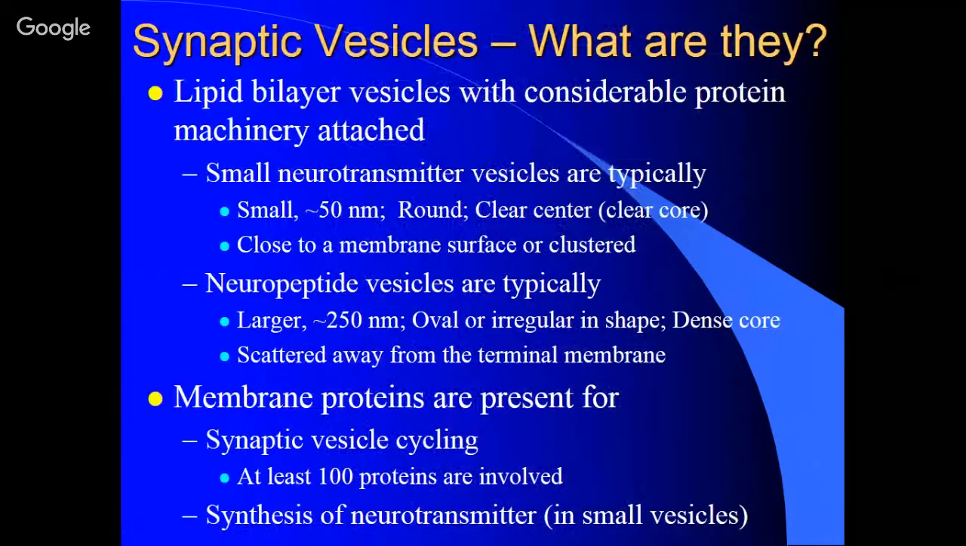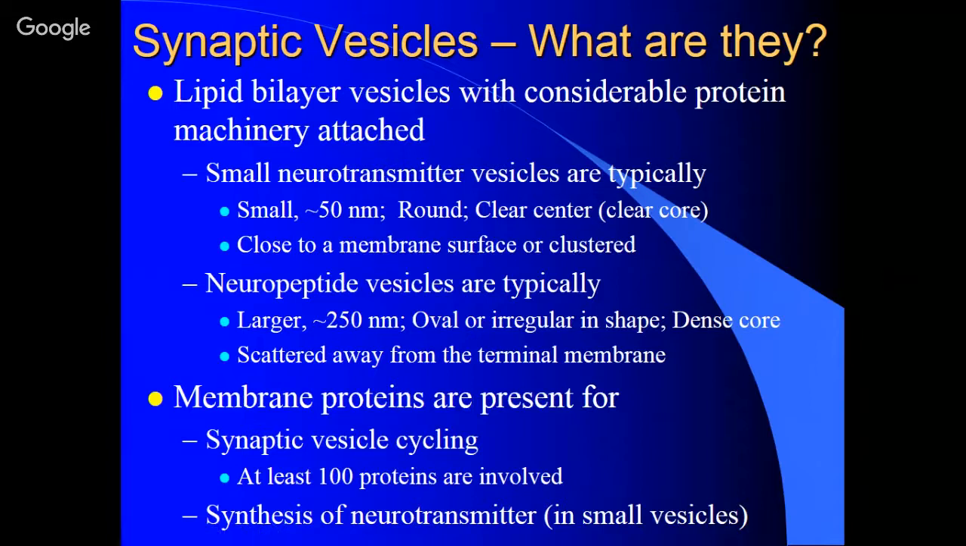What is a synaptic vesicle chemically? It's a lipid bilayer, and it has a lot of protein. The small neurotransmitter vesicles are typically 50 nanometers or 500 angstroms. It's a little bit large, but okay. They're round, they have a clear center, and they're close to the membrane surface or clustered together. The neuropeptide vesicles are much larger, 250 nanometers, 2,500 angstroms. They're oval or irregular, and they have a dense core. You don't usually see them in the active zone.